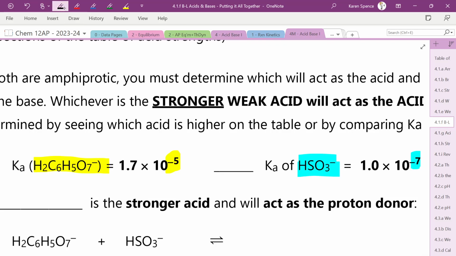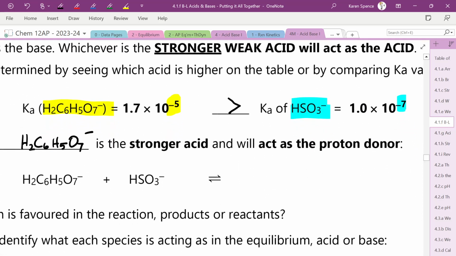The H2C6H5O7 minus, the big long one. So the H2C6H5O7 minus is the stronger acid, so it will act as the proton donor. I would like you to write the products then of that reaction.